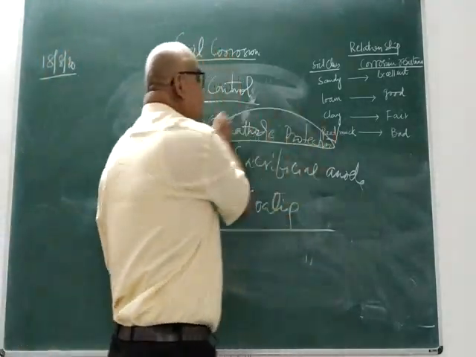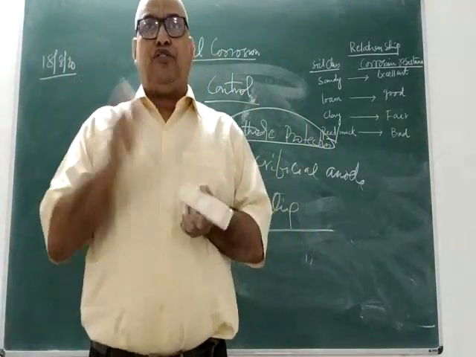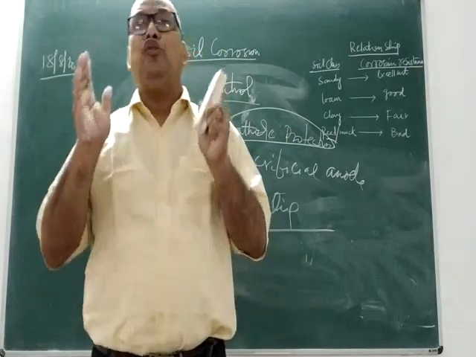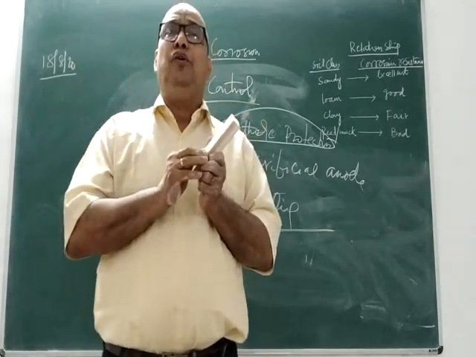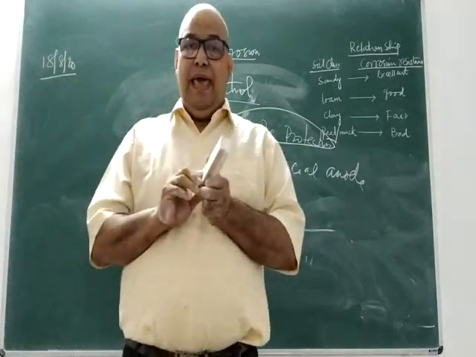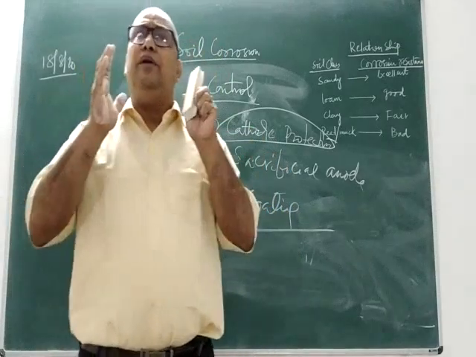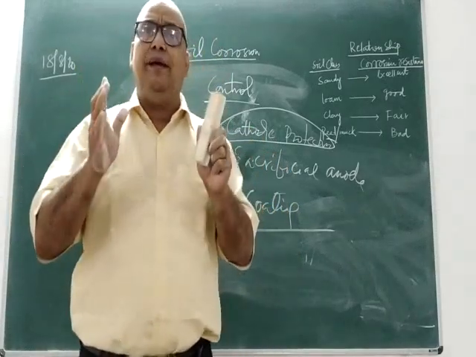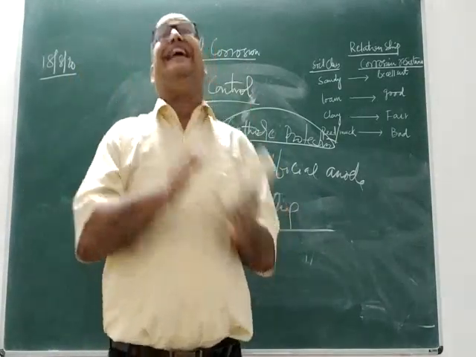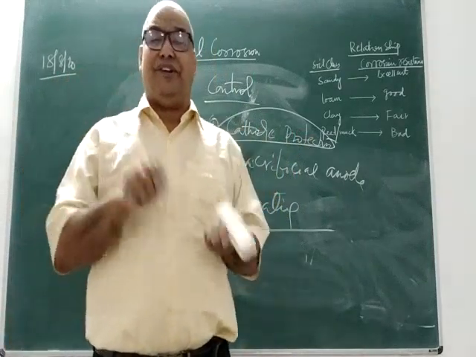Cathodic protection, this is an approach. As we know that during corrosion, oxidation takes place at anode, corrosion takes place at anode, and cathode remains completely protected. And therefore, in this approach, somehow we make the metallic structure to be protected cathodically. As a result, the entire metallic structure will remain protected.